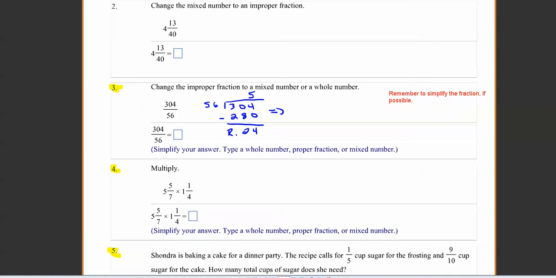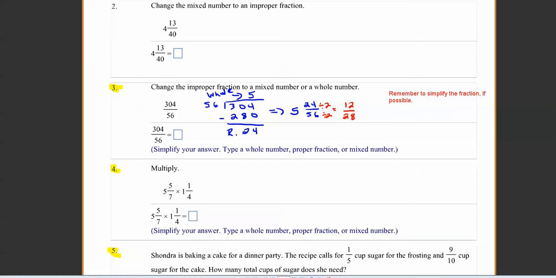So this number up here will be my whole number for my improper fraction. So 5. My remainder will be my numerator, 24 over 56. Now the problem here is that 24 over 56 is not fully simplified. So I need to go through here and simplify this. By that I mean that we can divide both of these numbers by, let's say, 2. And that will cut that down to 12 over 28.